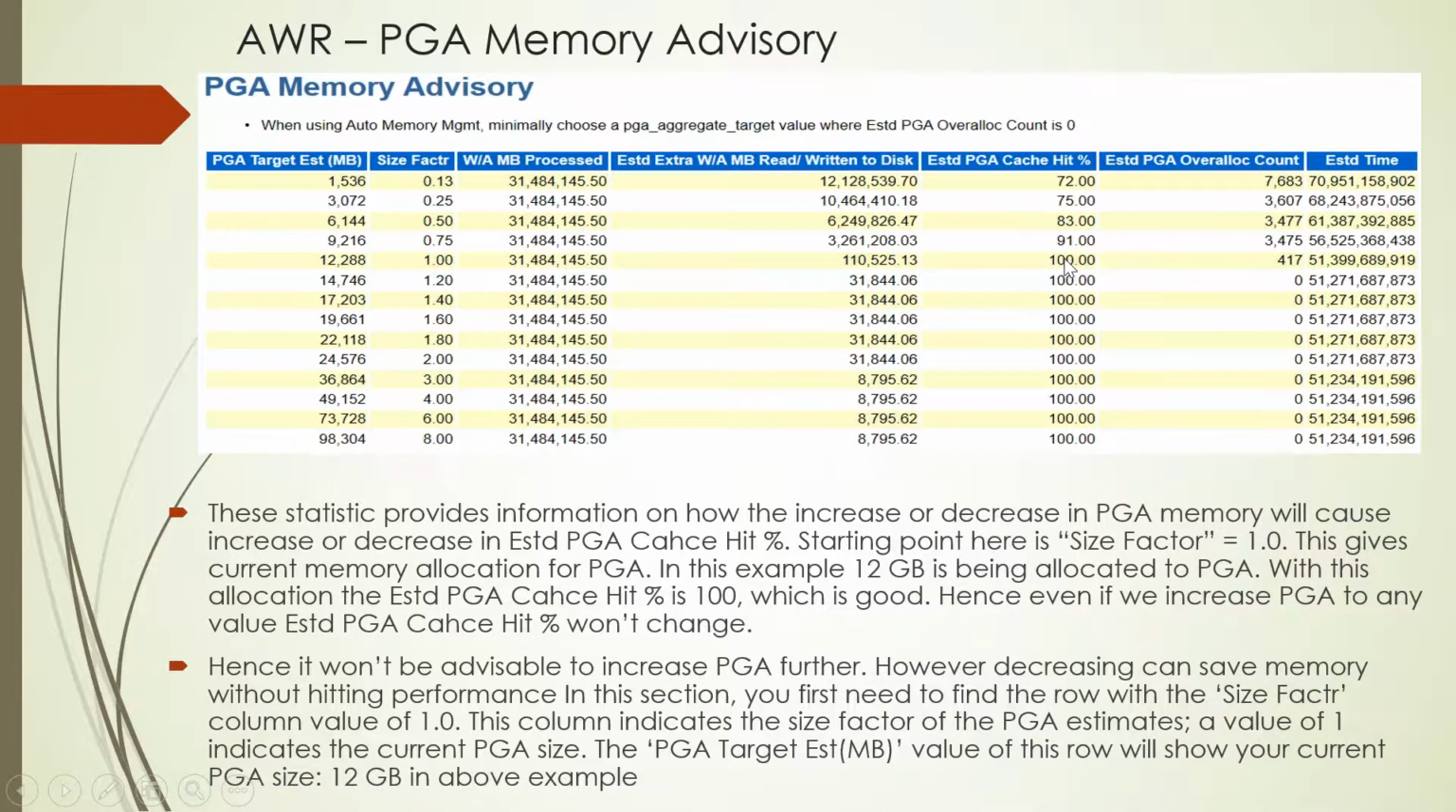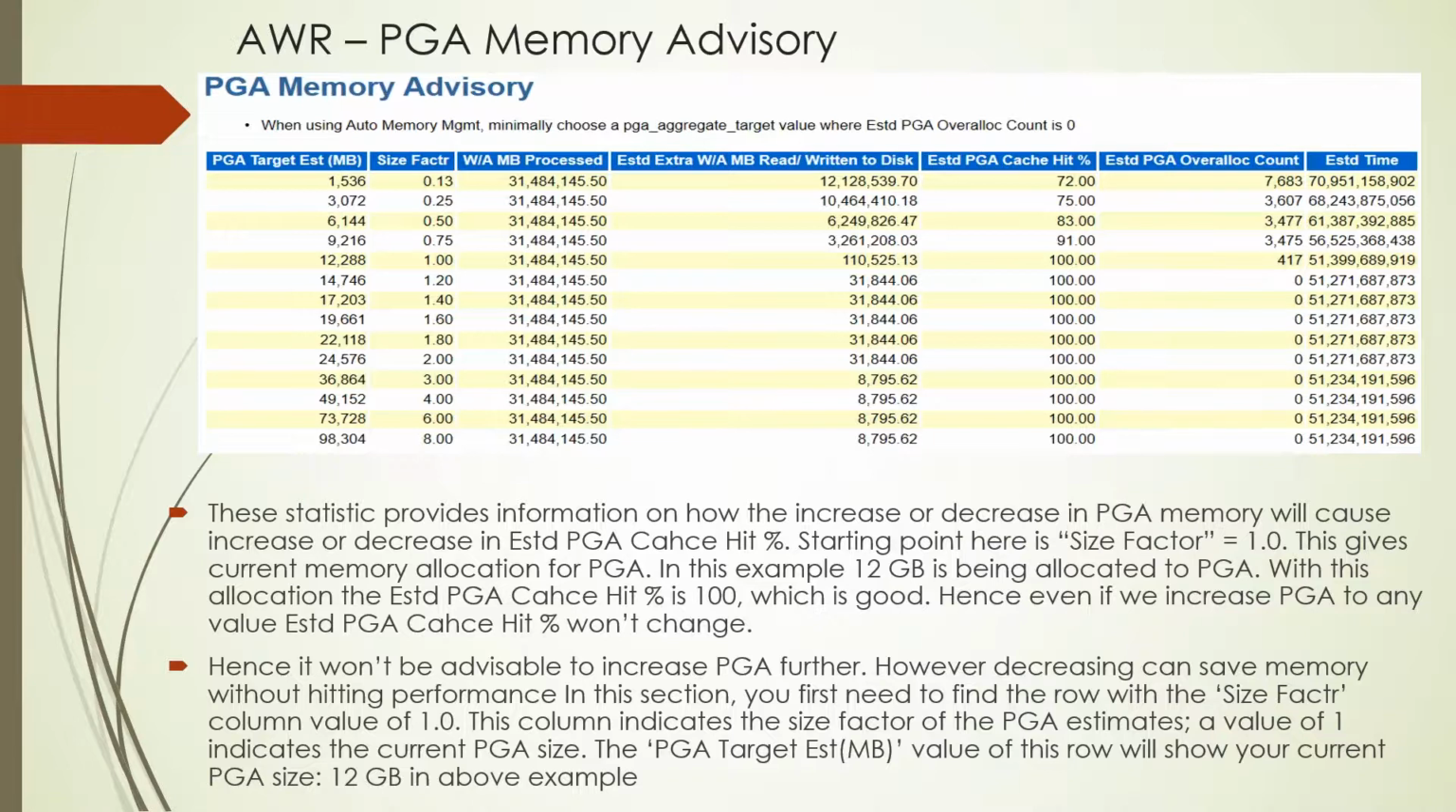So it is good. If my PGA size was 9 GB, I could only get a 91% hit of PGA cache. So it was not good for my database performance. So this is correctly sized now. In this case, you don't have to worry about anything. Even if we increase now from 12 GB to 14 GB, there is no impact in the estimated PGA cache because we are already on a good configuration. So it is not advised to increase the PGA further.